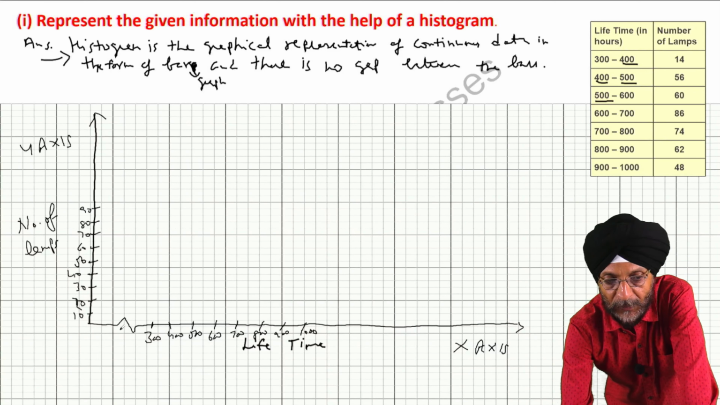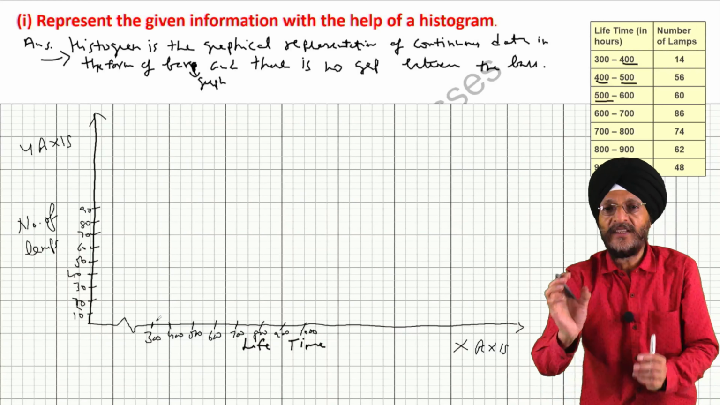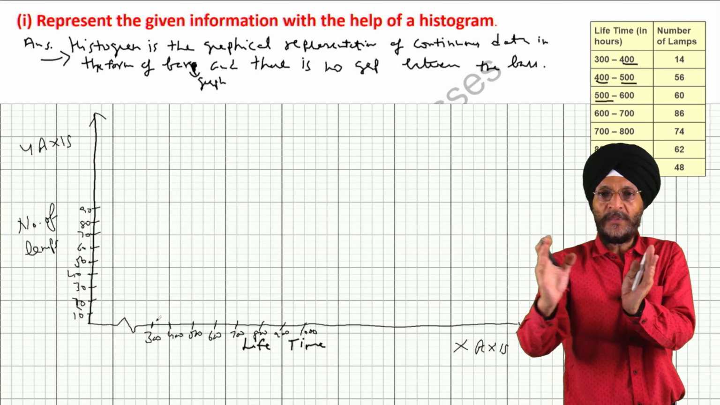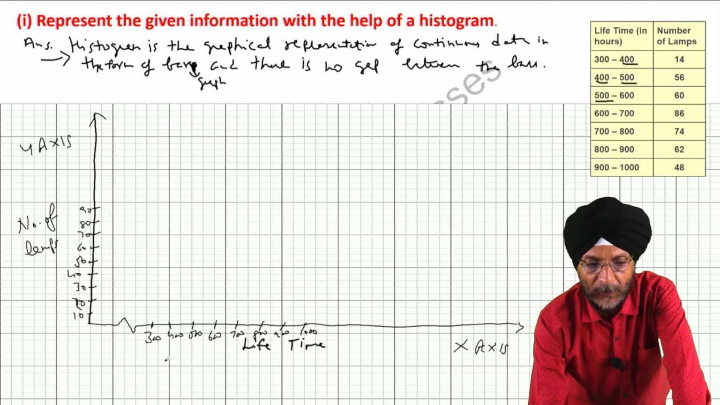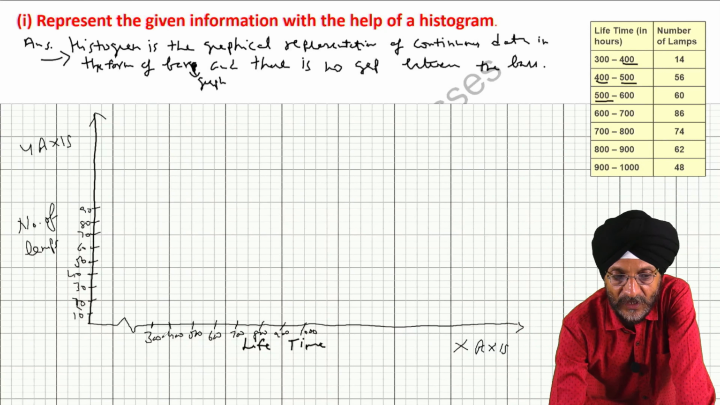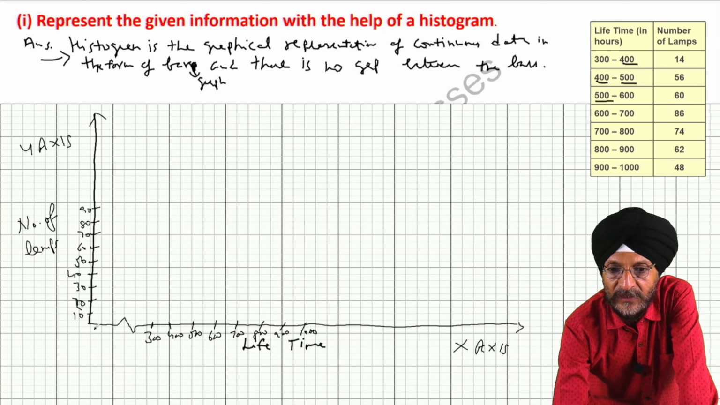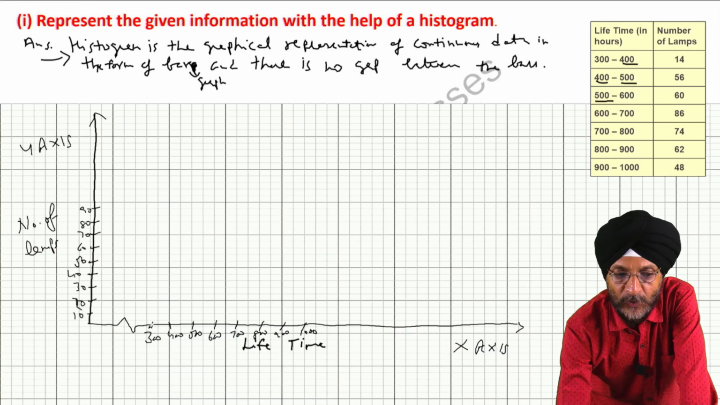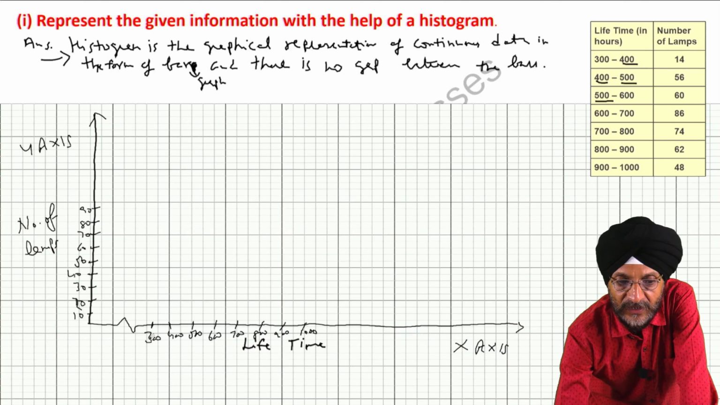Now, what is the purpose of kink here? Just like in the thermometer, there is a kink that the temperature may not fall. Here, the purpose of kink is that we are assuming that the lifetime up to this point is 300 and this point represents 100. We are assuming.